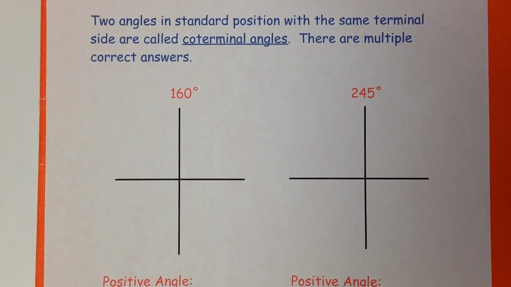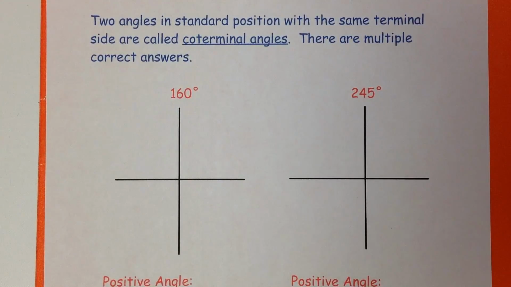Okay, now we're going to look at what is referred to as coterminal angles. As you can see, it says two angles in standard position with the same terminal side are called coterminal angles. So you've got to keep in mind you're dealing with two different angles, but yet they have to have the same terminal side, which means they have to stop.